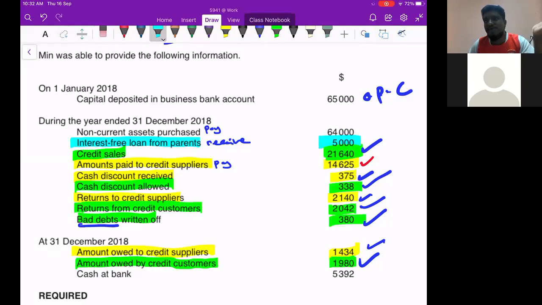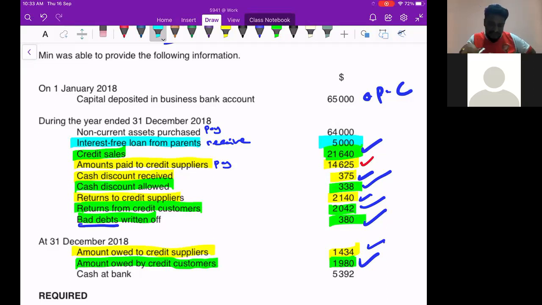But if you take the loan from the bank, maybe every month or every year, you need to pay a certain percentage of interest. Interest-free means you don't need to pay the interest. But it's a loan, and a loan means you need to pay back the exact amount, 5,000. If you take it from the bank, you need to pay 5,000 plus the interest.